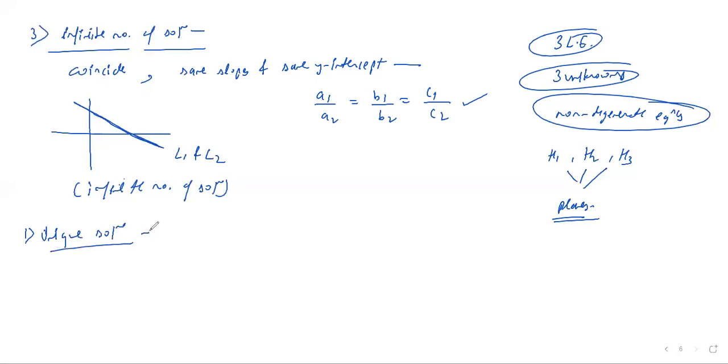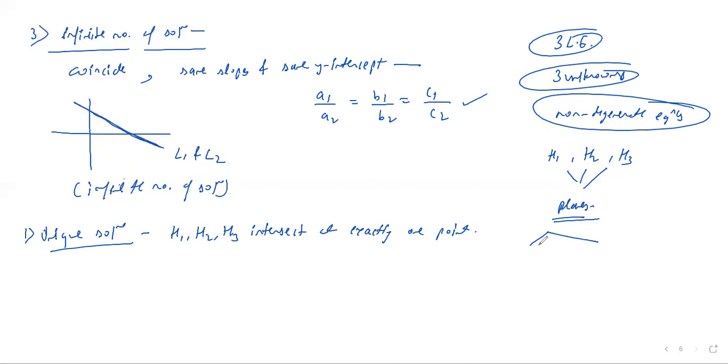Okay, so they will have a unique solution if the three planes intersect exactly at one point. Okay, if these h1, h2, h3 intersect at exactly one point.